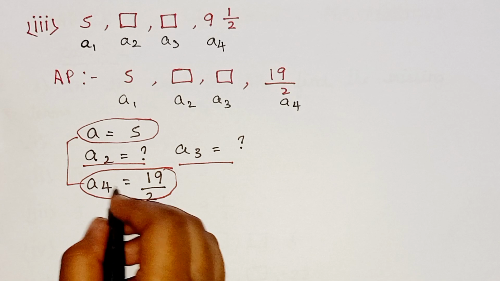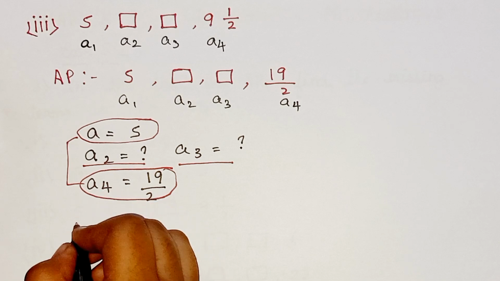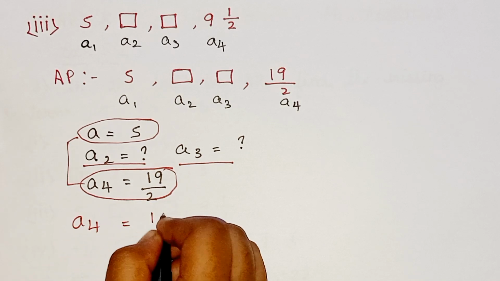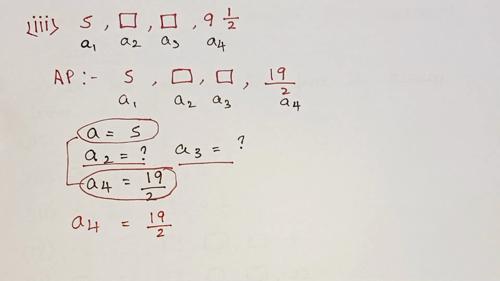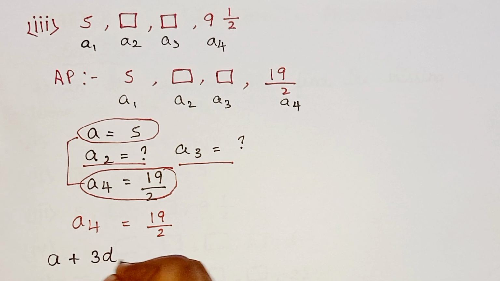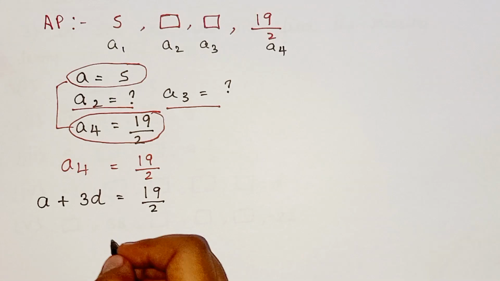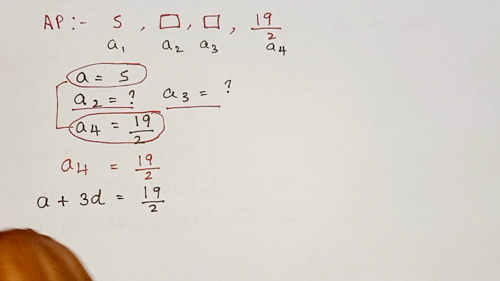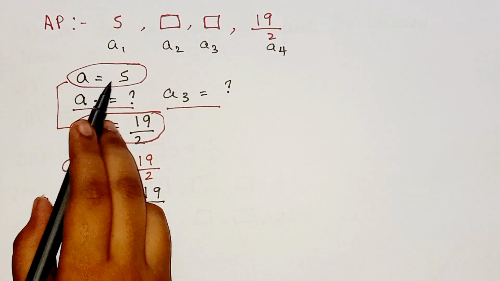So now we have A4, right? A4 is equal to 19 by 2. I can write A4 as A plus the previous number of 4, which is 3, into D, is equal to 19 by 2. This is kind of like a formula, isn't it? Okay, so A is equal to 5.